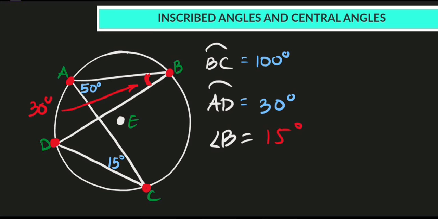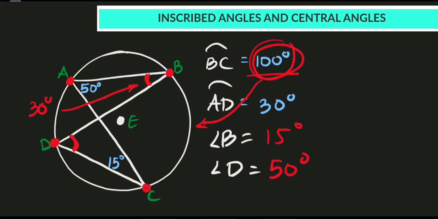Next, let's try to solve for the value of angle D. So where is angle D? We have this given angle. Again, for this inscribed angle, we need to divide the measurement of arc BC, and according to our figure, BC is equal to 100 degrees. That means we need to divide this 100 by 2. Therefore, angle D is equal to 50 degrees.